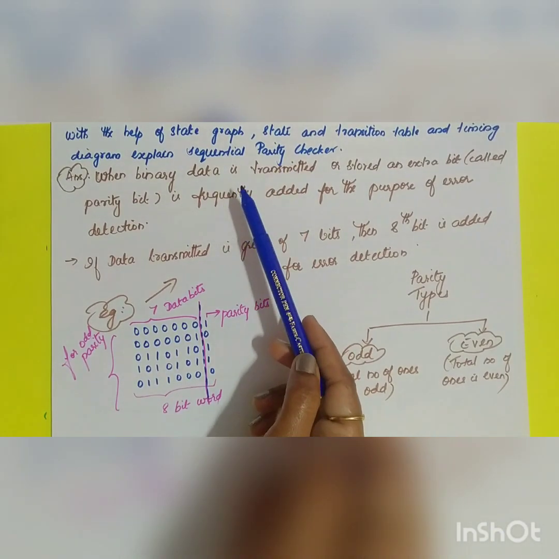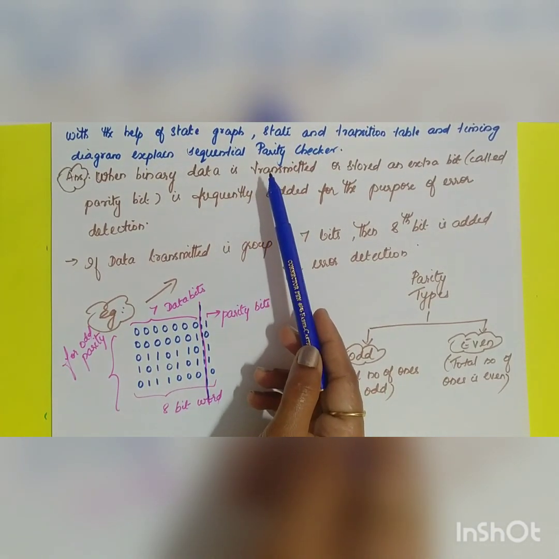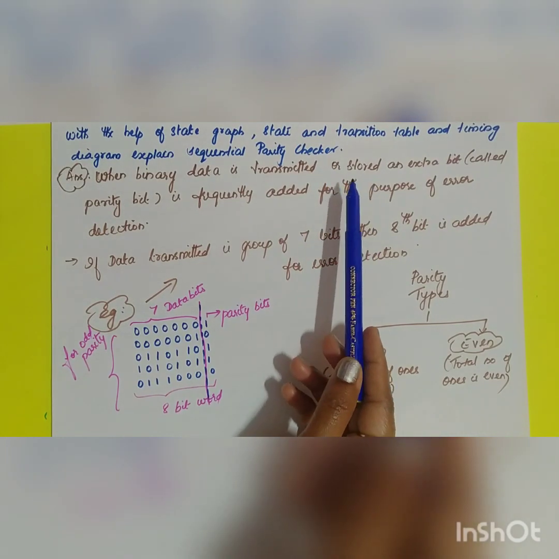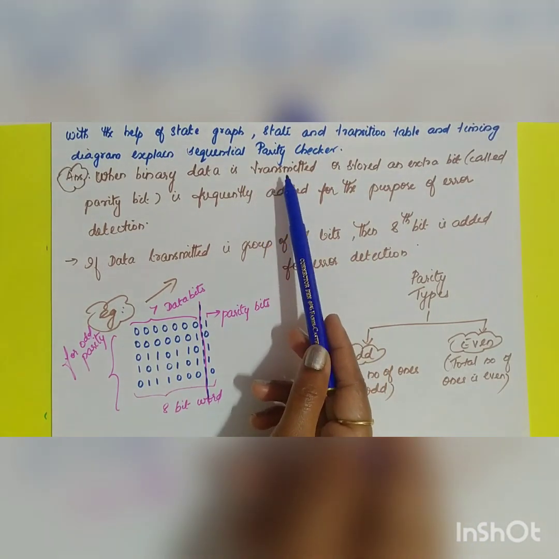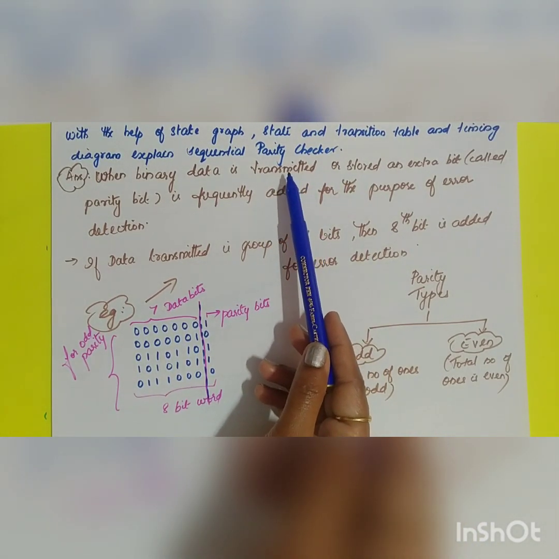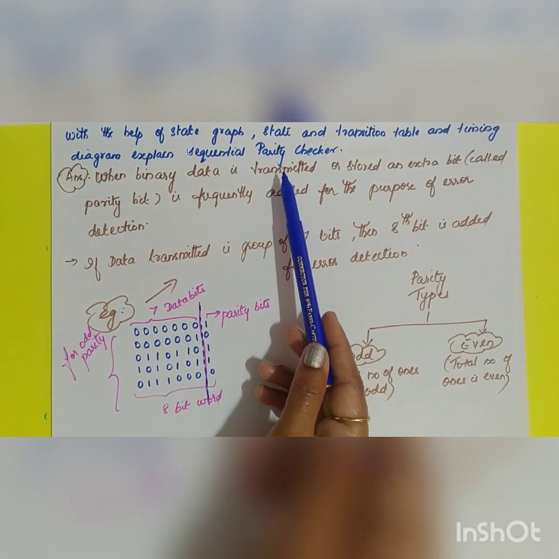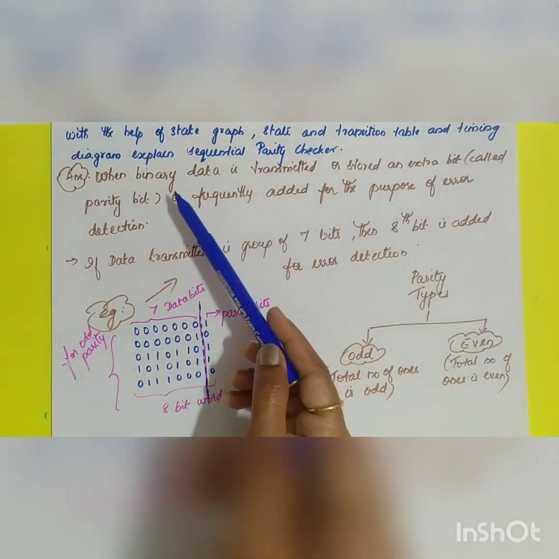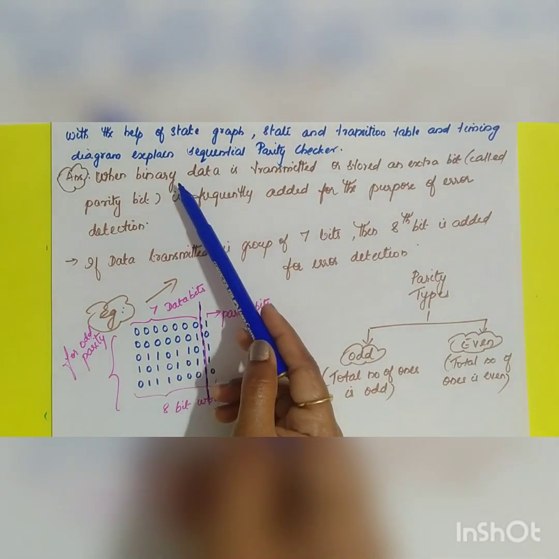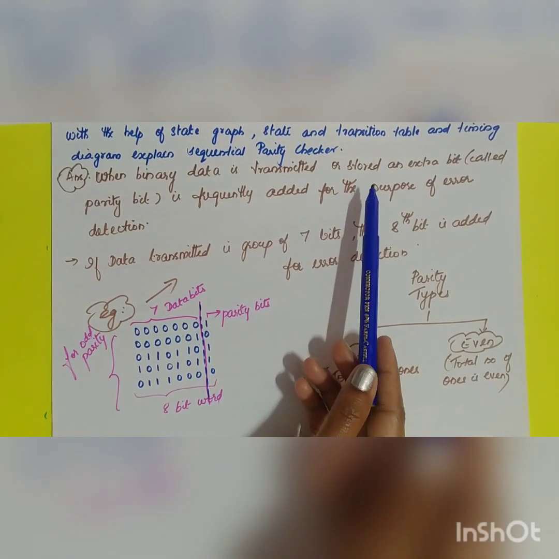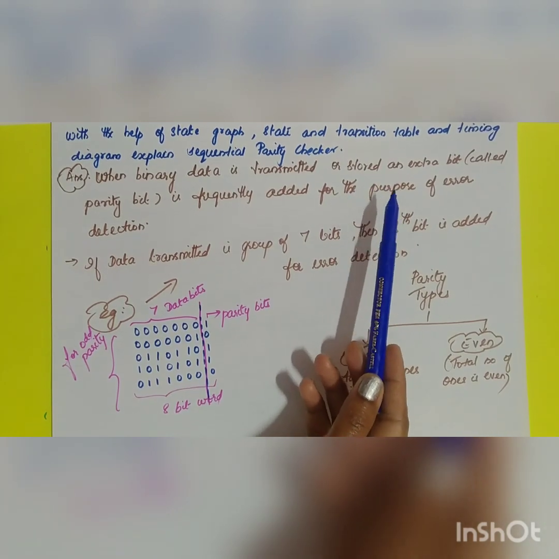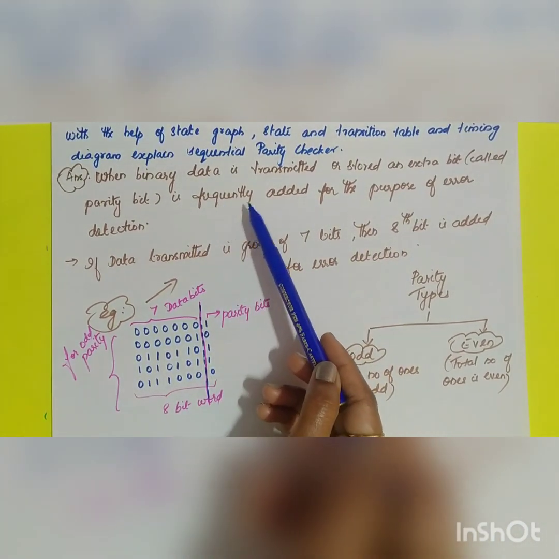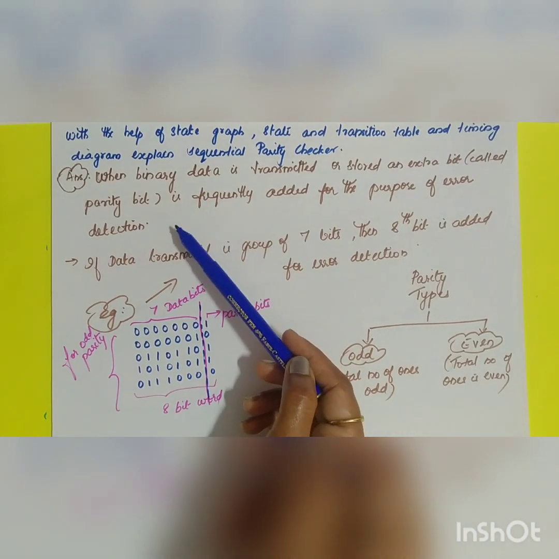So the question is, with the help of state diagram or state graph, state and transition table and timing diagram, explain sequential parity checker. So what is the use of this parity checker? Parity checker is mainly used for error detection. We can define that when a binary data is transmitted or stored, an extra bit called a parity bit is frequently added for the purpose of error detection.